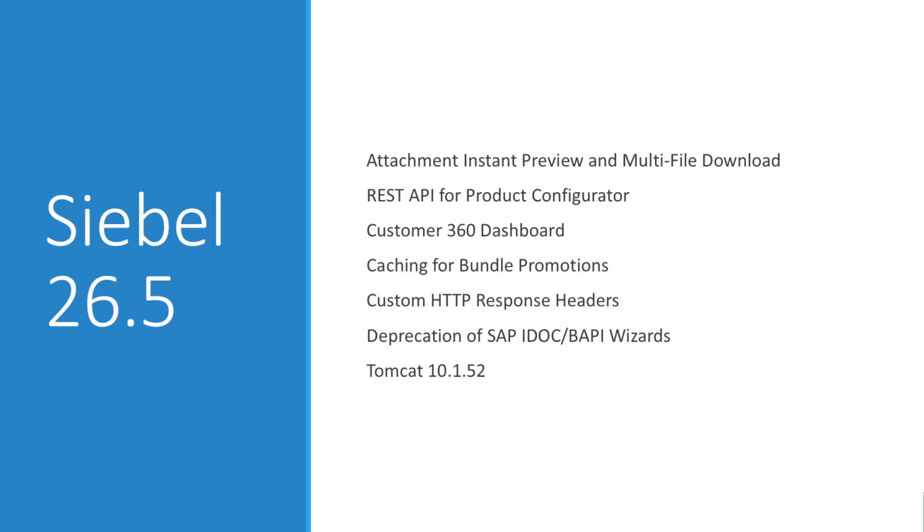Fresh from the Digital Business Experience Factory, on-prem Siebel gets a Customer 360 dashboard. Processing bundle promotions is accelerated with the help of caching. Security posture improves with custom HTTP response headers. We bid farewell to SAP IDOC and BAPI wizards. And we say hello to a fresh Tomcat version, 10.1.52.